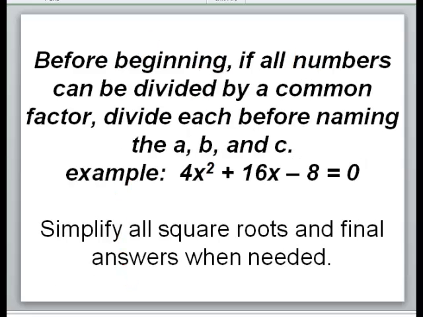Before beginning, if all numbers can be divided by a common factor, divide each before naming the a, b, and c. It will make things so much easier. Like on this problem, we could divide everything by 4, and then we could name our a to be 1, our b to be 4, and our c to be 2. It deals with such smaller numbers that it'll make a lot less work for us.